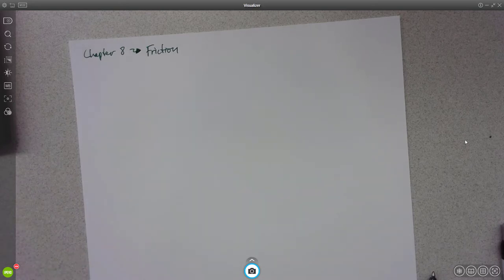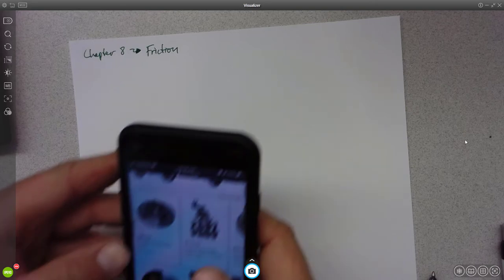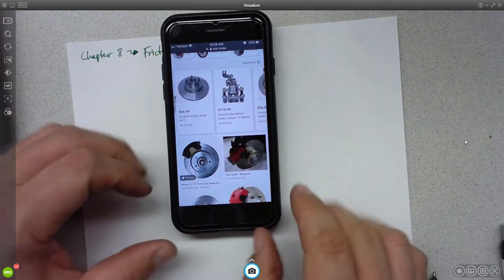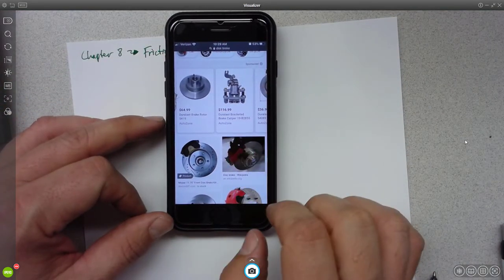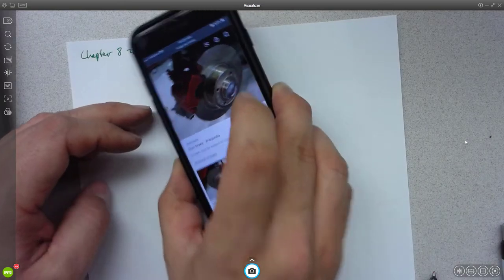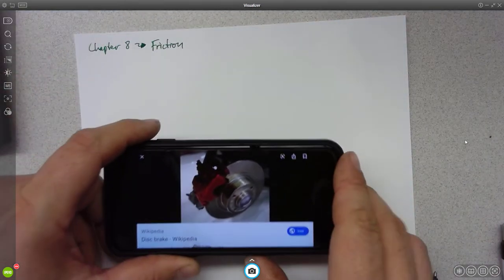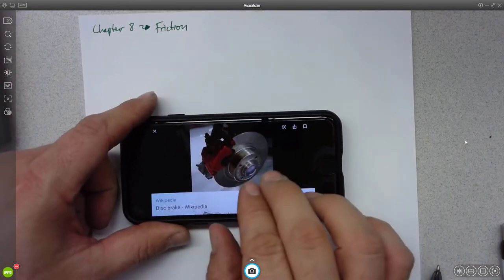Let's make this a multimedia presentation. Getting fancy. I realize I'm sitting in front of a giant computer that I could use to pull this up, but no. Okay, so let's look at this disc brake on Wikipedia. Or is it Wikimedia? Right? So here's a disc brake.